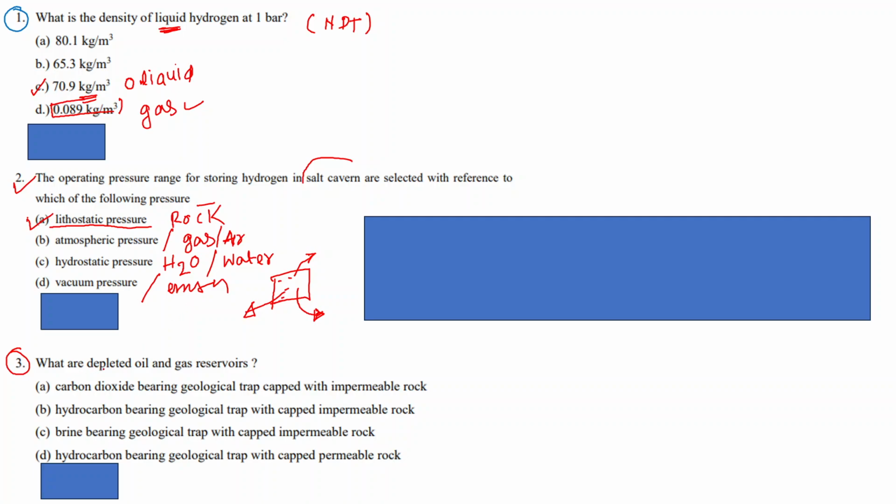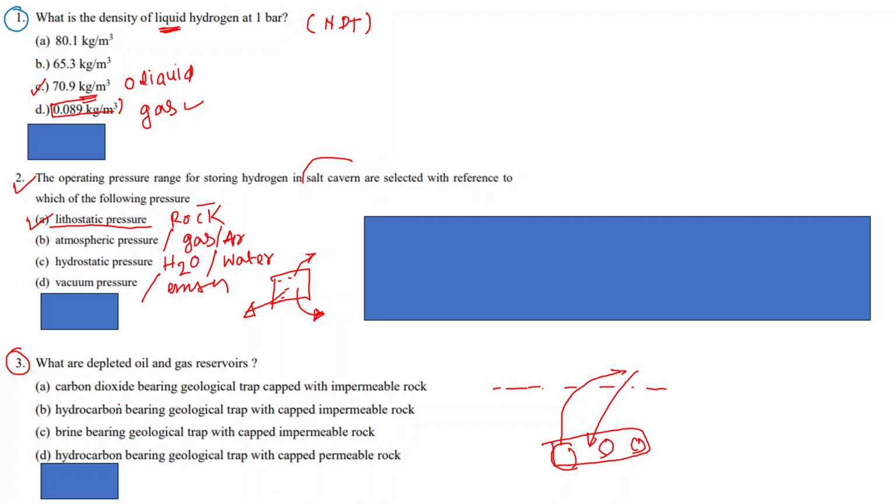Question number 3: what are depleted oil and gas reservoirs? I have told you that under the surface, when there was no coal mining, there is the storage of natural gas or coal. Okay, when the mines are already done, they are empty places, and hydrogen can be stored in these empty places.